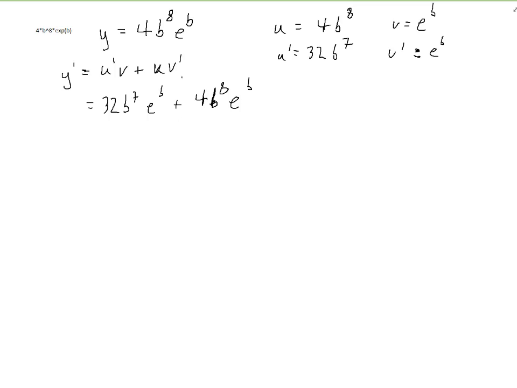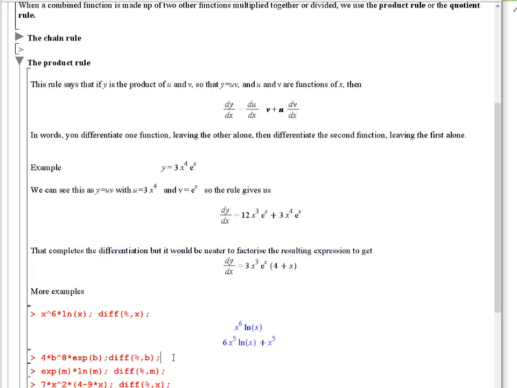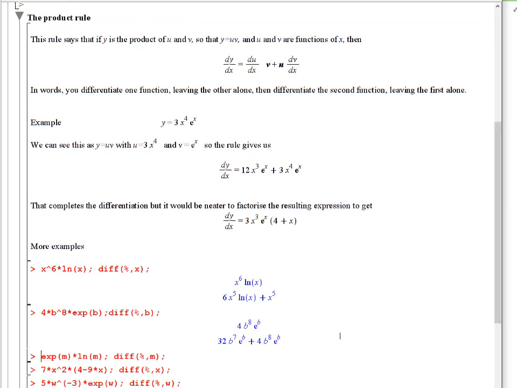Okay, and again you could take some common factors out of that. 4b to the power 7 brackets 16b, and e to the b as well. So you could simplify it slightly, taking the 4 out of there. You could take the b to the power 7 out, take the e to the power b out. We're left with 8 plus b. Okay, let's see if we're right. Oh, no, Maple didn't simplify. Okay, so we've got a better answer than Maple.